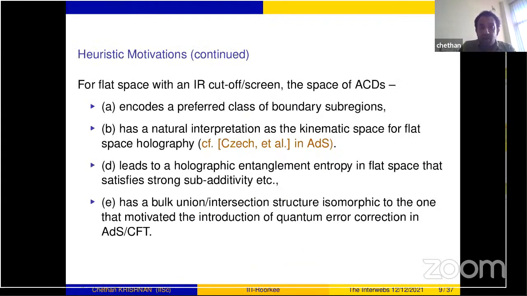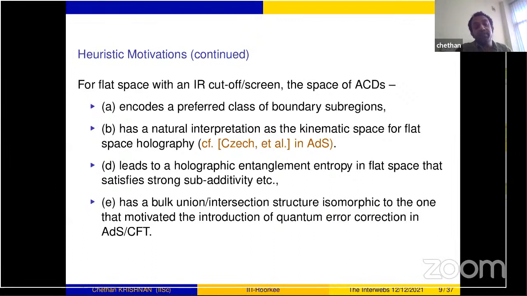Okay, and just to go ahead with this a bit, the reason why these ACDs are not just a simple adaptation of bulk causal wedges in AdS is that the way in which these things work out in flat space is not entirely trivial. There are some subtleties, but still it works out many of the things, and there are some things which are substantively different. But the point is that it has a natural interpretation as the kinematic space for flat space holography, in the same sense that these boundary causal diamonds were viewed as the kinematic space for AdS/CFT. These things have precisely the same structures in many ways.